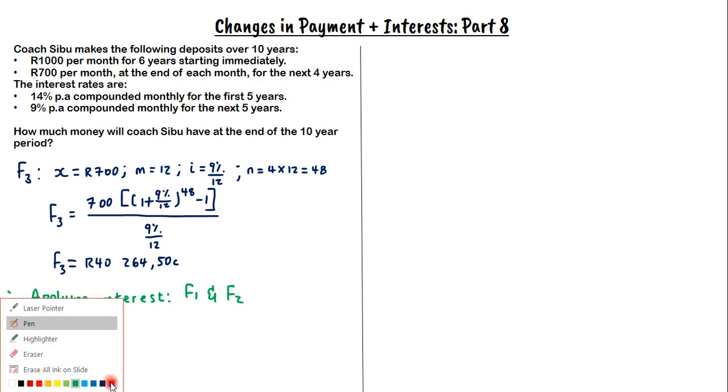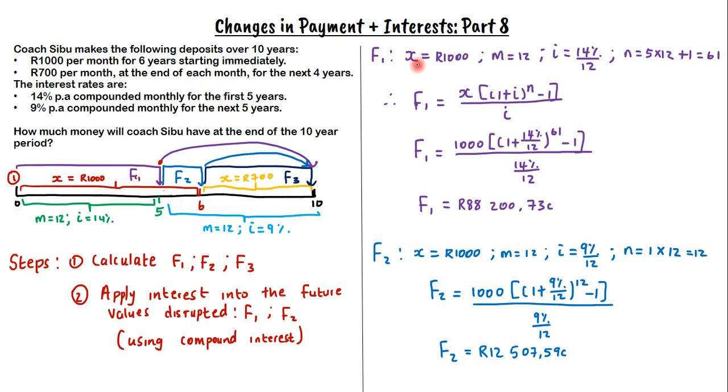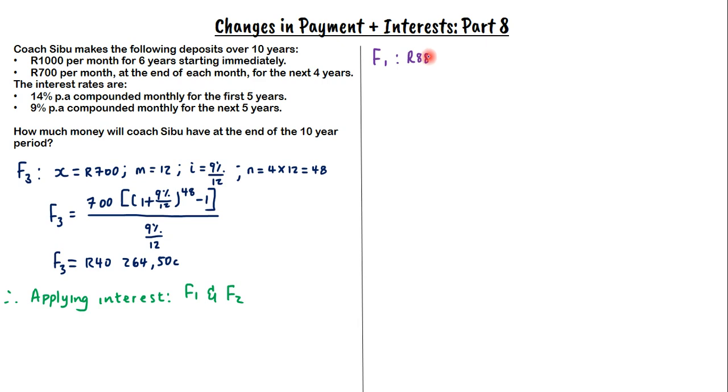So I'm going to take back what I had for F1. If you remember, for F1 I had the value of 88,200.73, and then from here I'm going to apply the interest to that. So applying the interest, I'm going to find what is F1 new, the new value. I'm going to be using the old value as P, and then apply this into my compound formula.